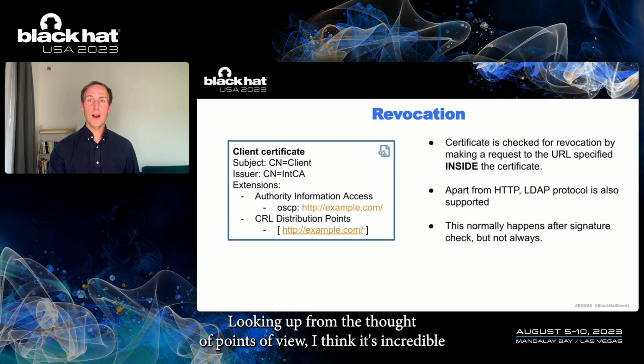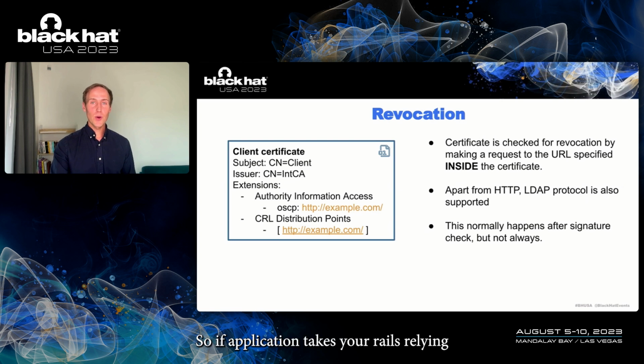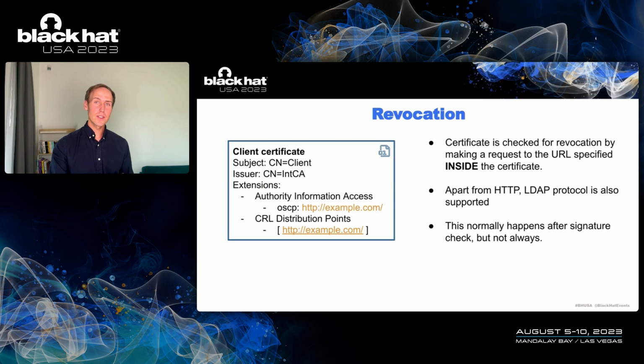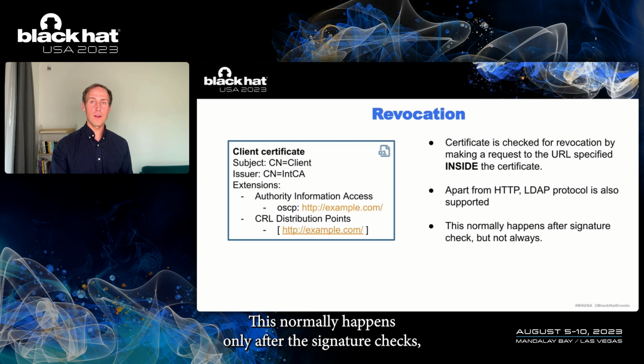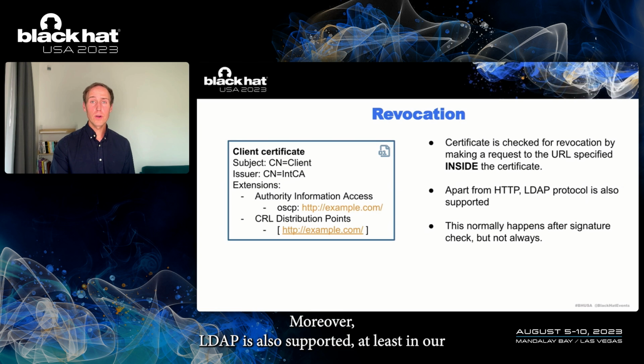Looking at it from the hacker's point of view, I think it's incredible that the location of the revocation server can be taken from the certificate. So if an application takes URLs from extensions to make a revocation check, it can be abused for SSRF attacks. Sadly for attackers, this normally happens only after the signature checks, but in some cases, it's still exploitable. Moreover, LDAP is also supported, at least in Java.